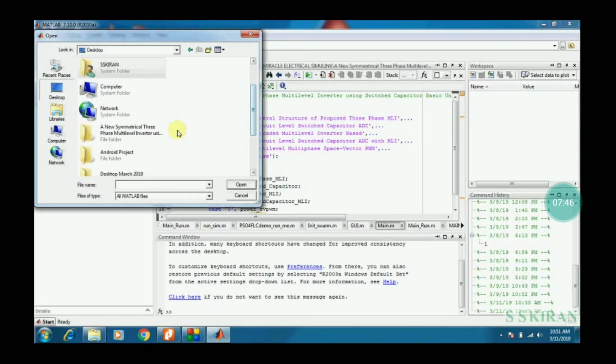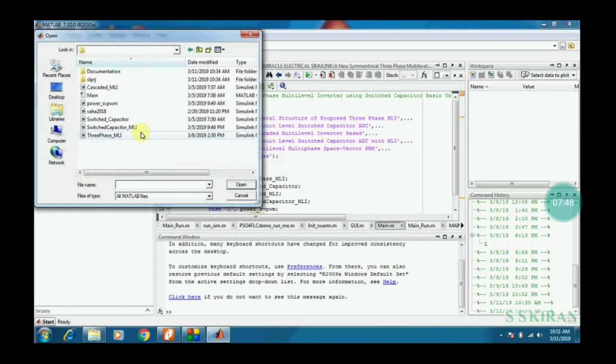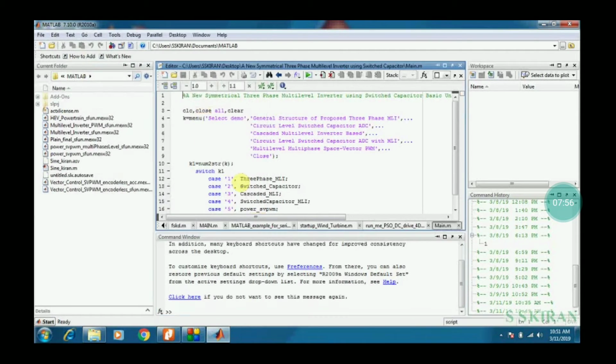Then come back to the file, just click here. Here, a very important thing is that it is called main. This main is our source code. Click open, right? This is our small code for demo purposes using a GUI. This is very easy. Now MATLAB is ready.